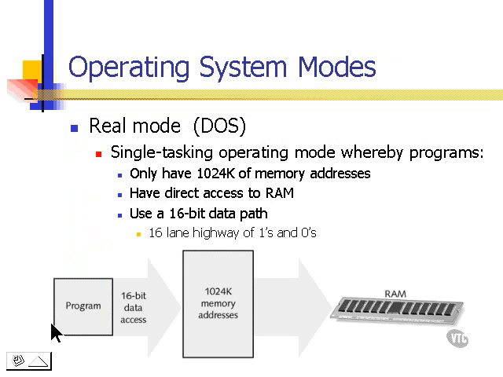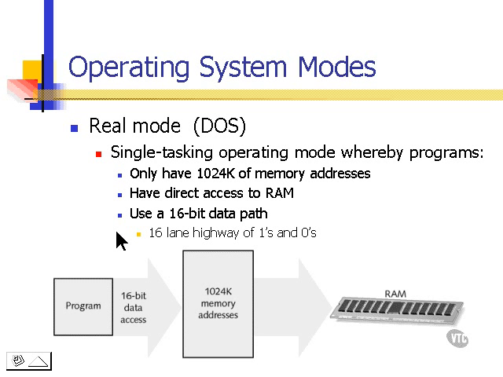Operating system modes include real mode, which is used by DOS. In real mode, we're talking about a single task operating mode. If we're doing one thing, that's all we can do. We'd have to close that to do something else. It only addressed 1024K of memory addresses, that's 1 meg of RAM. It had direct access to RAM, and it used a 16-bit data path. A 16-bit data path is like a 16-lane highway of ones and zeros. That's what we used in real mode.